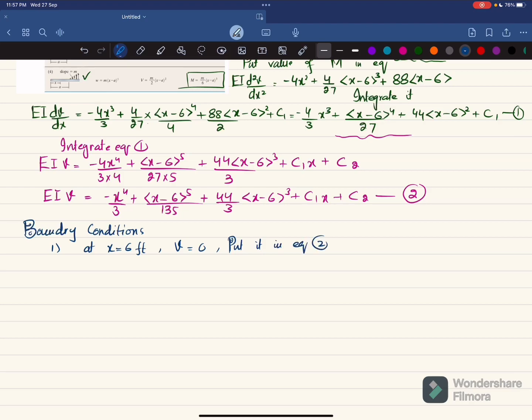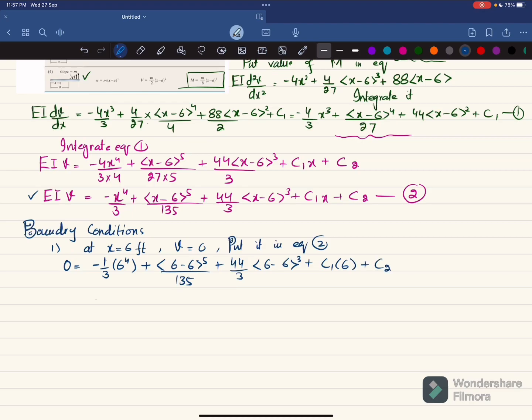When you put it in equation number 2, so this is equation number 2. So EI into V, which is 0, is equal to 0, and minus 6 power minus 1 over 3 into 6 power 4 plus 6 minus 6 power 5 divided by 135 plus 44 over 3 into 6 minus 6 power cube plus C1 into 6 plus C2.